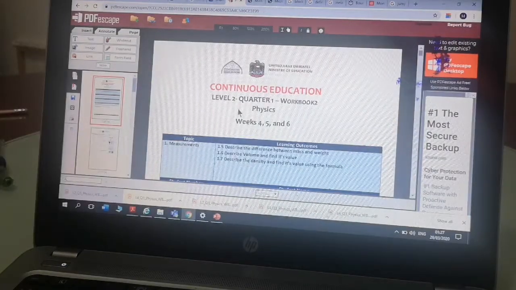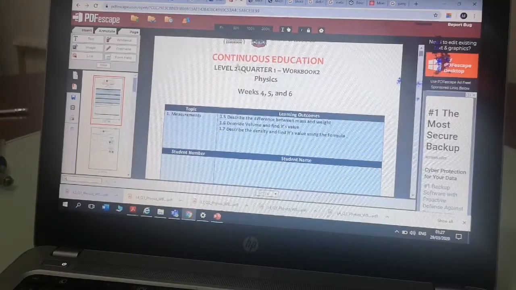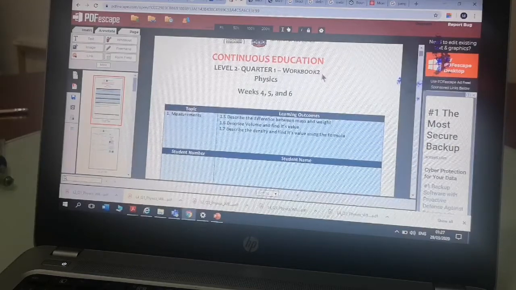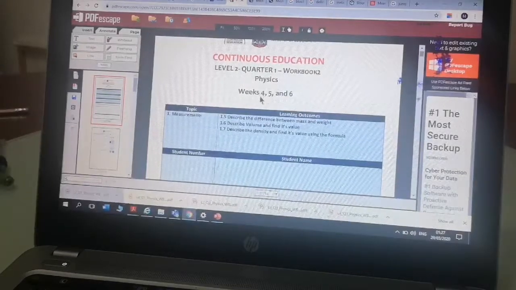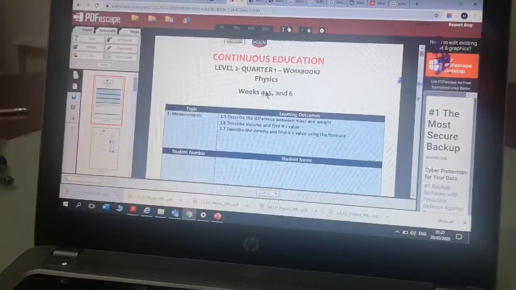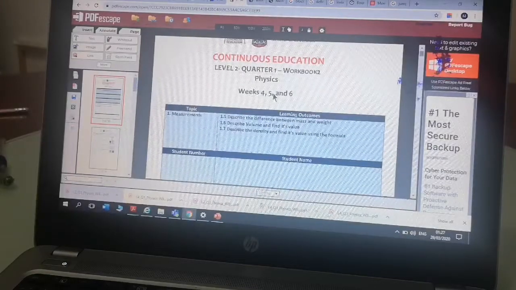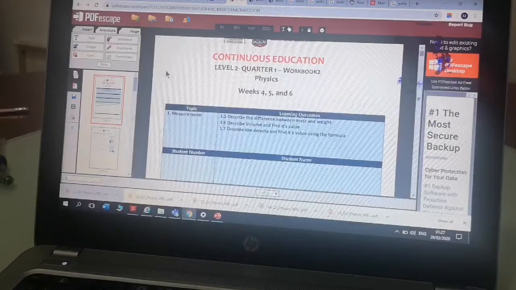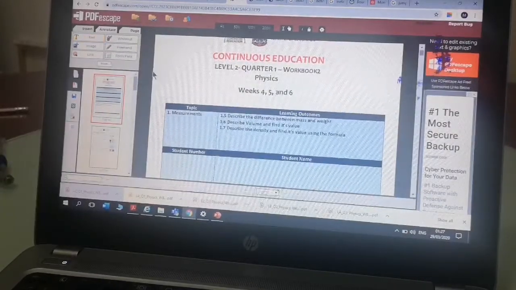Now just check it's the right one. Looks like it. Mass, weight, level 2, quarter 1, workbook 2, weeks 4, 5 and 6. So this video will take us through the learning in the workbook for week 4. There's another video coming soon for week 5, and then these videos should help you to solve the problems and to learn from home. Safe learning is good learning.